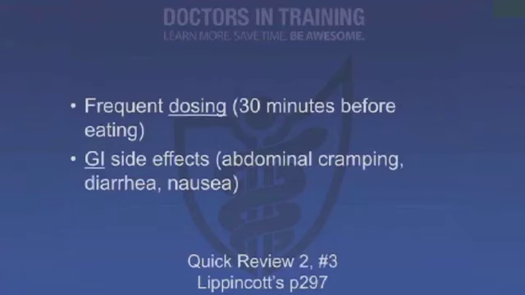Next, why are the meglitinides not used as often as the sulfonylureas? They basically do the same thing. Well, mostly because of ease. So frequent dosing is problematic. You have to give these things 30 minutes before eating, so you're giving it 3, sometimes 4 times a day. And then there's a lot of GI side effects. So you're going to have some abdominal cramping, some diarrhea, and some nausea.